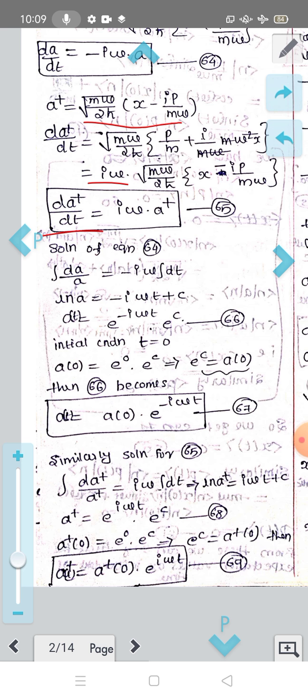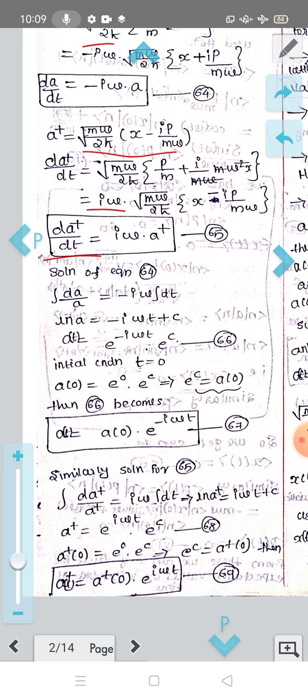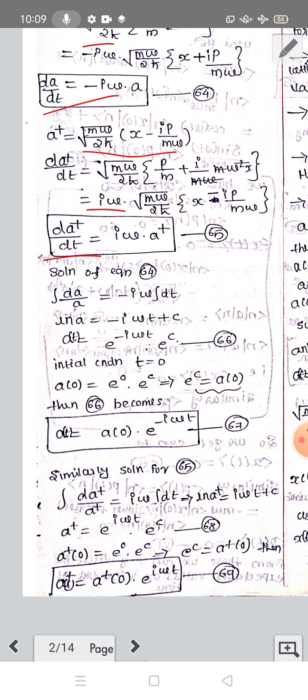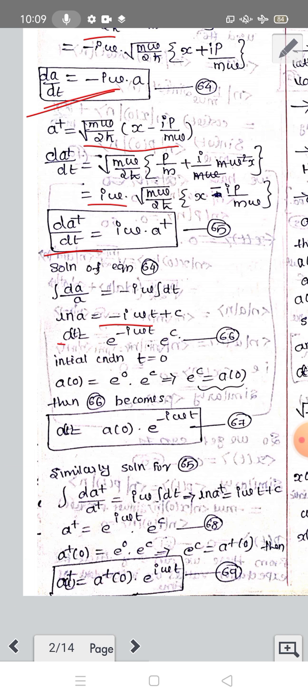So the solution of equation 64, that is, we want to find what is A, or the solution of this differential equation, we want to integrate it, isn't it? So that is integral dA/A is equal to minus i ω integral dt. So this gives log A is equal to minus i ω t plus C, and A of t is equal to e raised to minus i ω t into e raised to C.